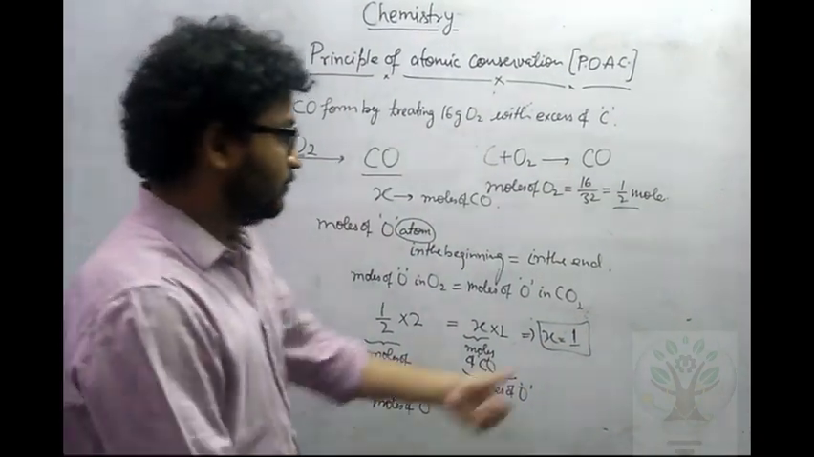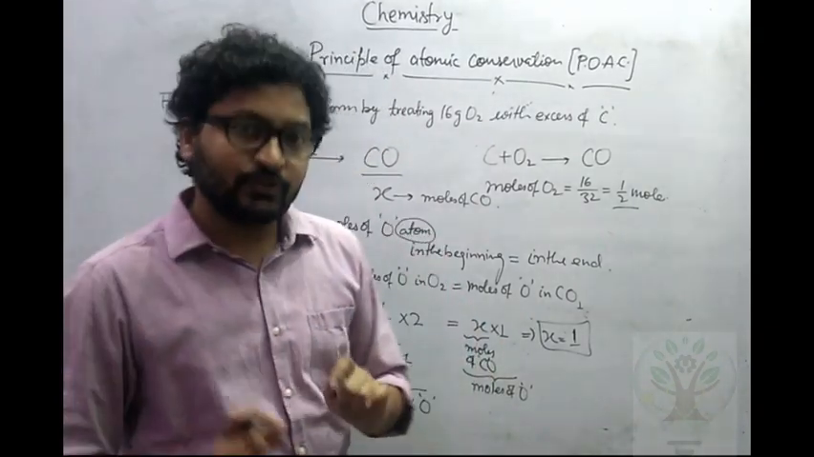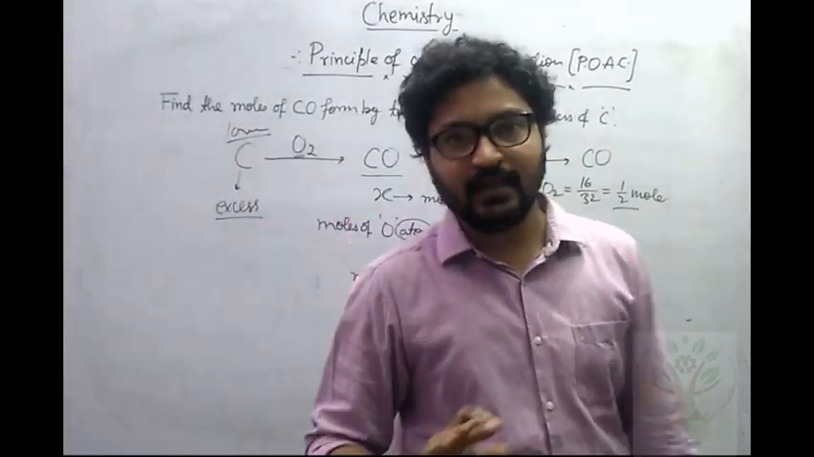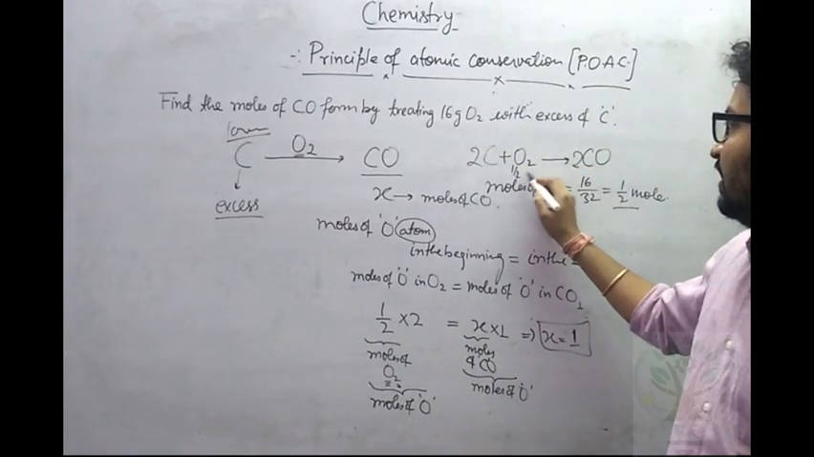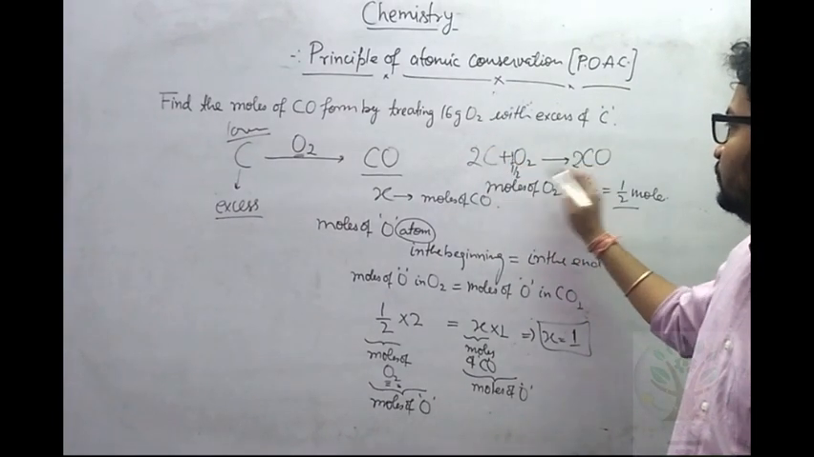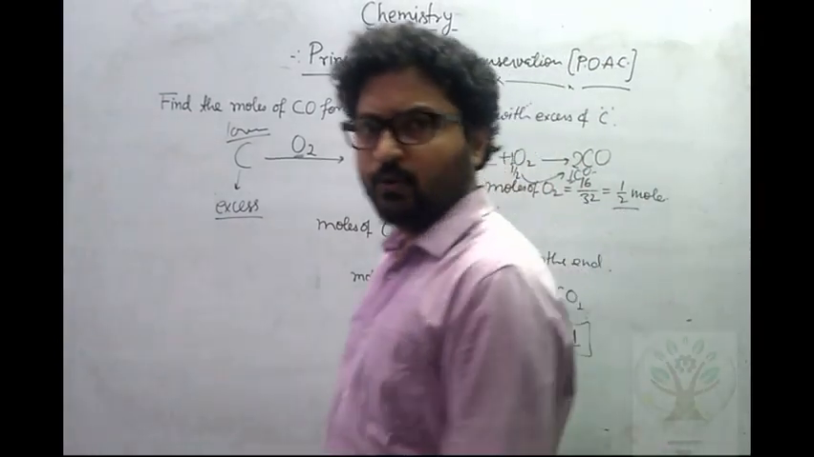Is this clear to us? So you got 1 mole of CO. Clear? Now this question you can easily solve by forming the reaction as well. 2C plus O2 gives 2CO. Here you have got half a mole. 1 mole O2 forms 2CO, so half will form 1CO. That you can easily solve by mole concept.